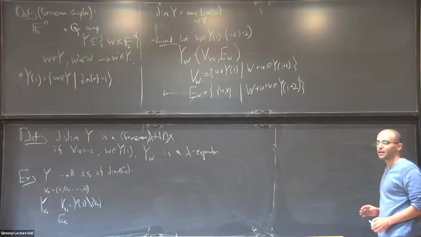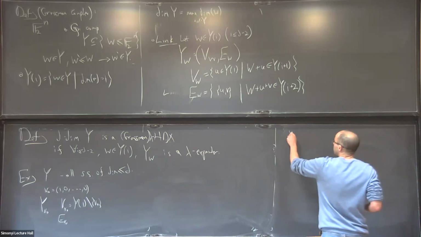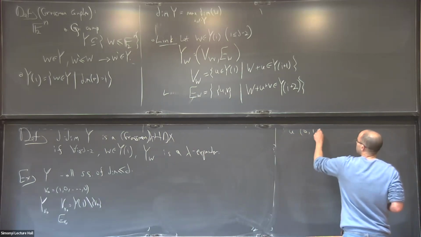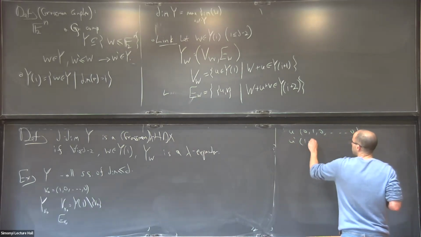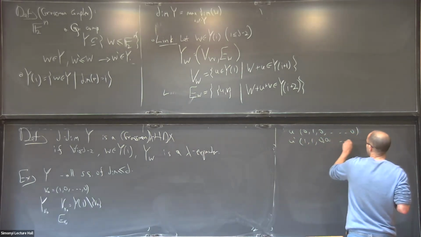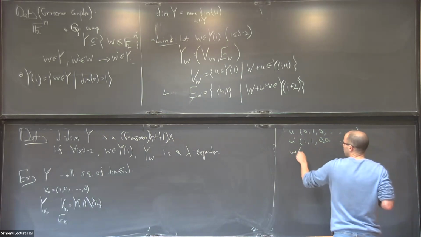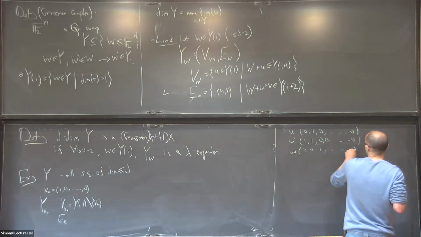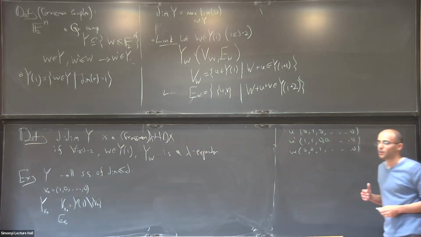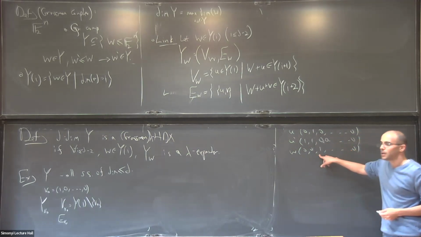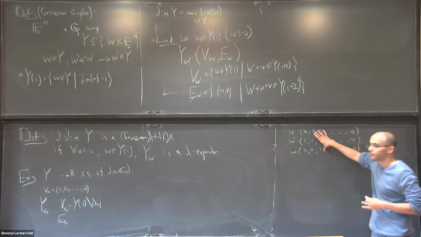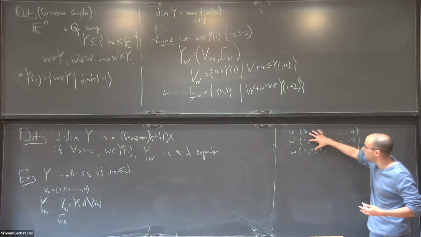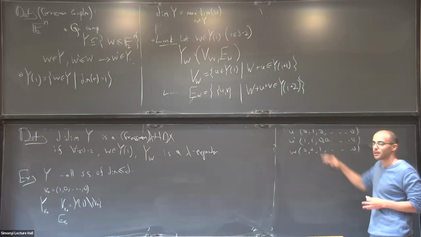So here is maybe an example. Suppose we have U, which is 0, 1, up to 0, U prime, which is maybe 1, 1, 0, up to 0, and W, which is like 0, 0, 1, up to 0. And you can see that between U and W, we'll have an edge because together with the first standard vector, they have a 3-dimensional space, but these two are kind of equivalent mod V0, so they won't.